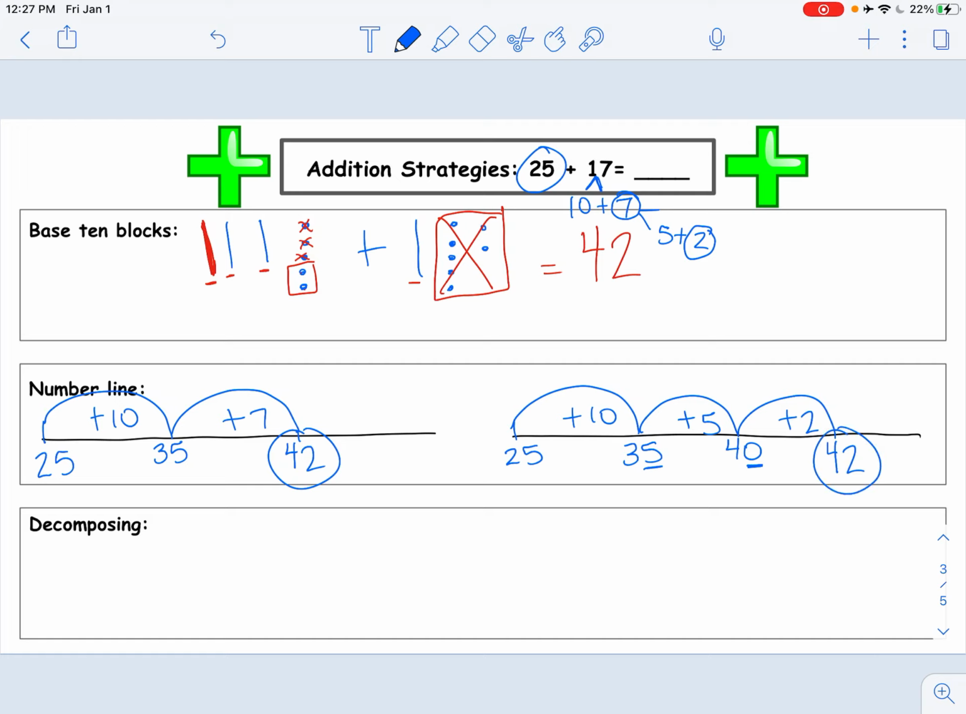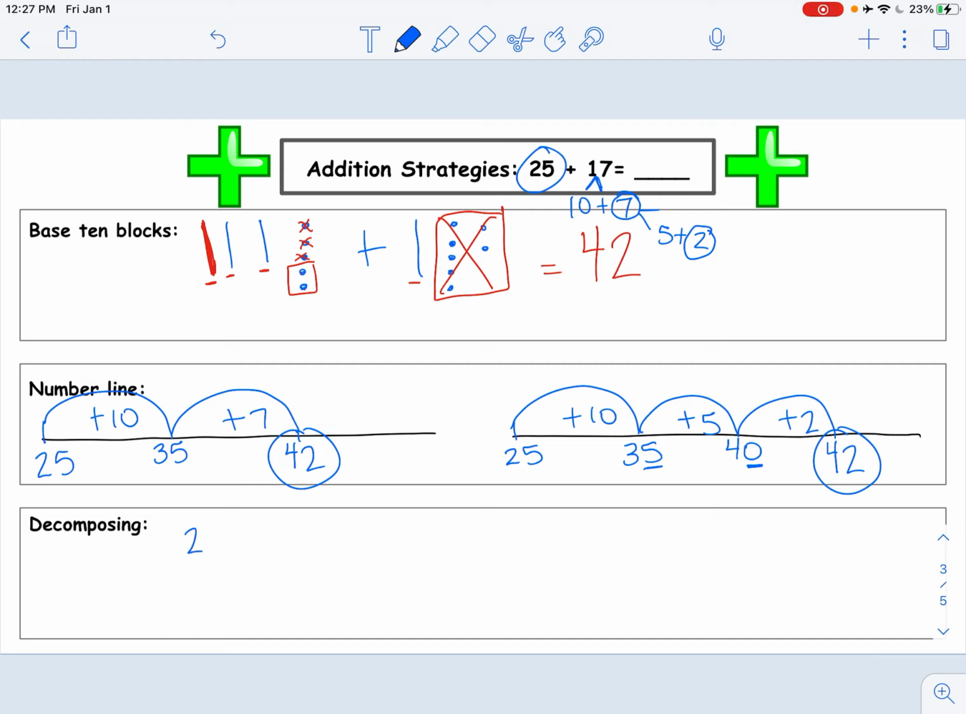So either one of those are very efficient ways to solve it using the number line. Obviously, the fewer hops on the number line, the better. So decomposing is maybe a strategy you're not as familiar with. This is especially for students who maybe don't want to draw all those pictures and prefer to do a little bit more mental math, so this is a great strategy.